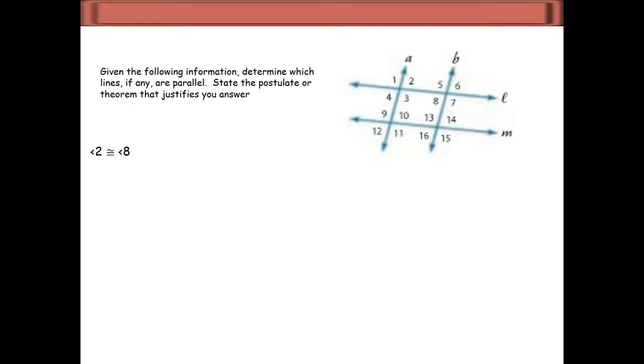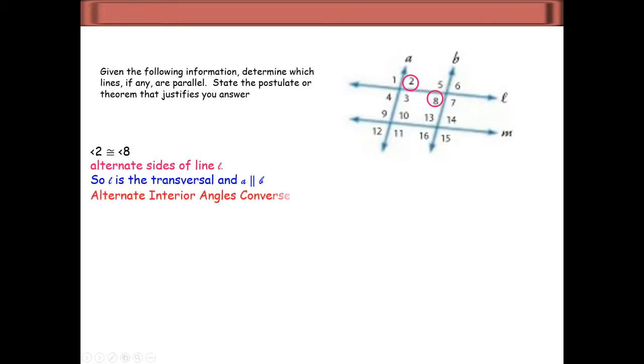So if we start with angles 2 and 8, first we identify angle 2, and then we identify angle 8. The next thing that we want to see is, are they on the same side of the transversal, or are they on alternate sides of the transversal? Well, angles 2 and 8 are on alternate sides of line L. So that makes L the transversal. Since L crosses lines A and B, we know that A is parallel to B by the alternate interior angles converse theorem.